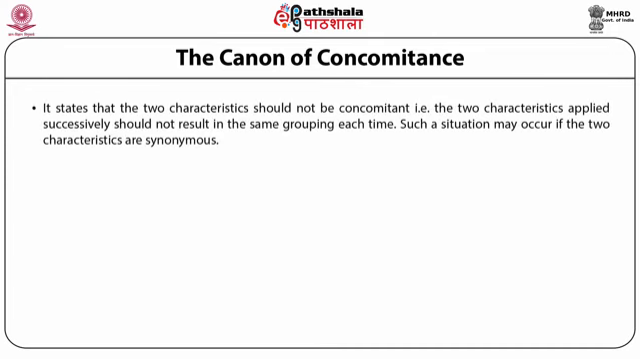The canon of concomitance. This canon states that the two characteristics should not be concomitant. That is, the two characteristics applied successively should not result in the same grouping each time. Such a situation may occur if the two characteristics are synonymous, that is, they bring the same result.